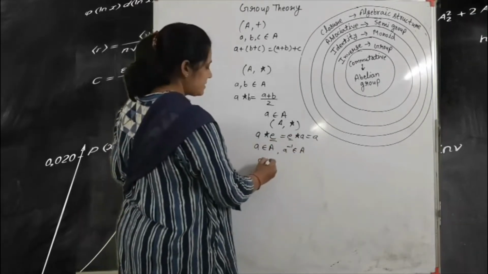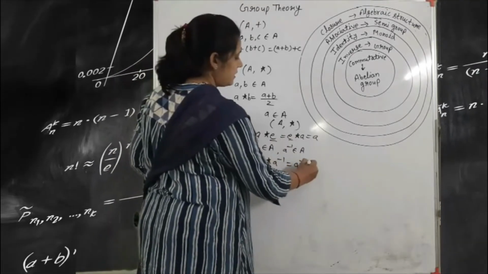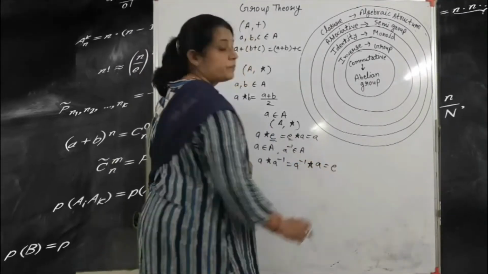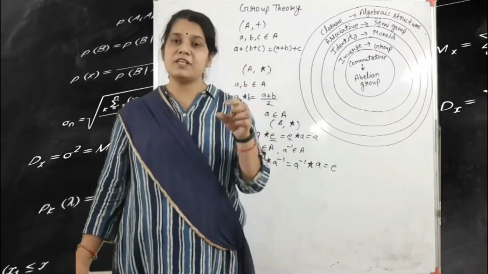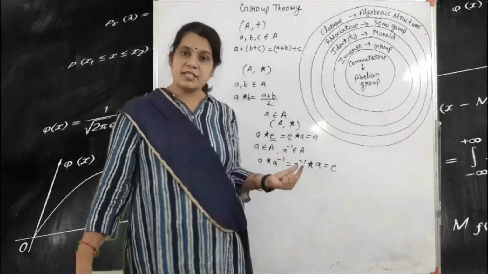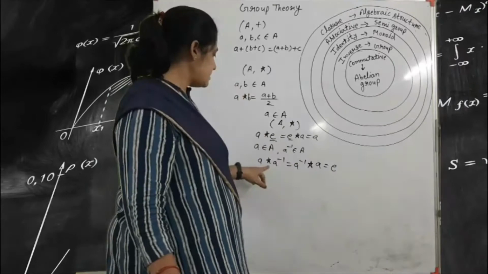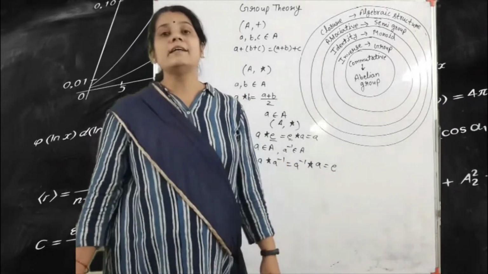So A star A inverse is equal to A inverse star A is equal to E. That means if we use the element and the inverse of that element, with the operation, for example, star, then A star A inverse is equal to what? We get the identity element.